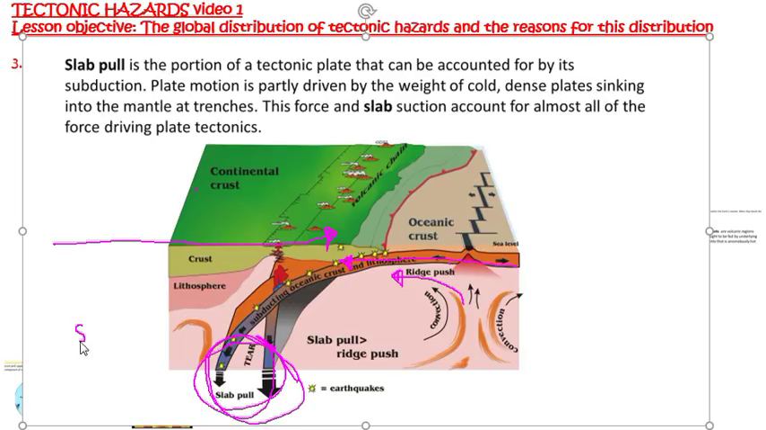And that force is estimated to be approximately 80 to 90% of the force that gets the oceanic plate moving and subducting into the upper mantle. So 80 to 90% of the significance of the force is from slab pull down into the upper mantle. 10 to 20% is from ridge push at a divergent margin.